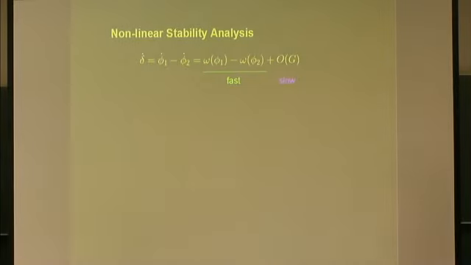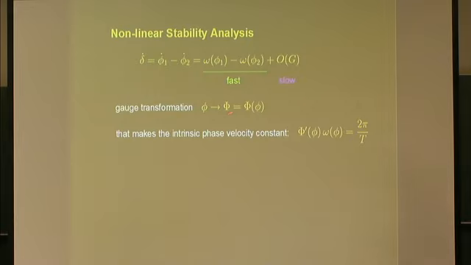So next, we look at the nonlinear evolution of the phase difference. You see that the time derivative of the phase difference is the sum of the intrinsic terms and the interaction terms. And these intrinsic terms oscillate very fast, and we don't want to look at this trivial term. We want to focus on this slow term. So for that purpose, we change the variable from little phi to capital Phi. And capital Phi makes the intrinsic phase velocity constant. So this first term vanishes in this new gauge.